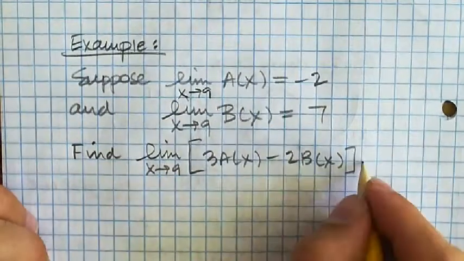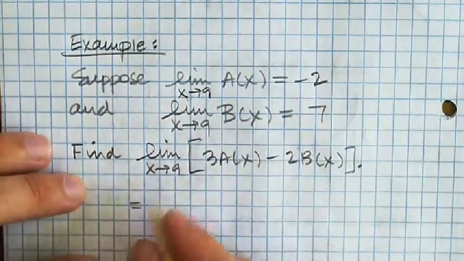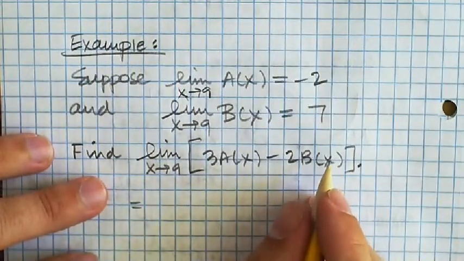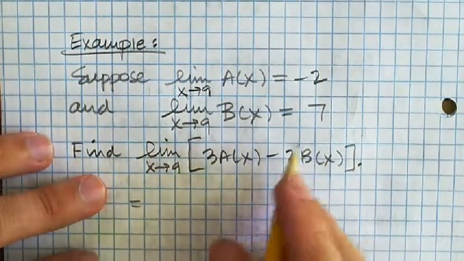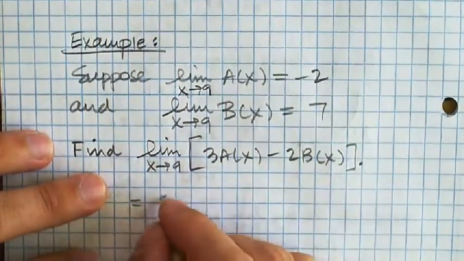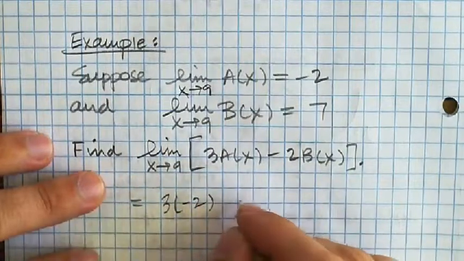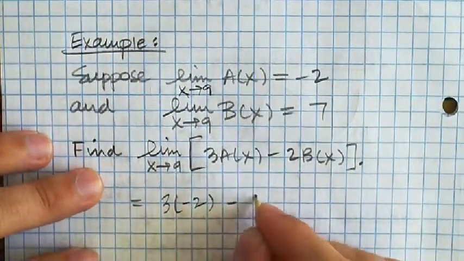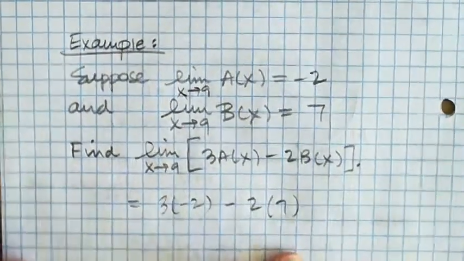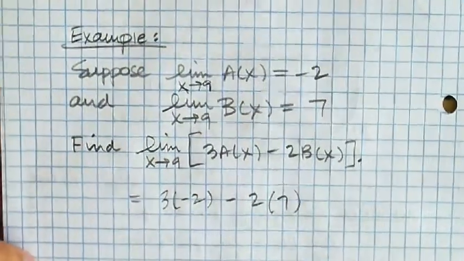Okay, and well, that would be 3 times the limit of a minus 2 times the limit of b, because of the linearity of limits. So really what this is going to be is 3 times -2, minus 2 times b is going to 7. Okay, and that's a safe place for us to stop.